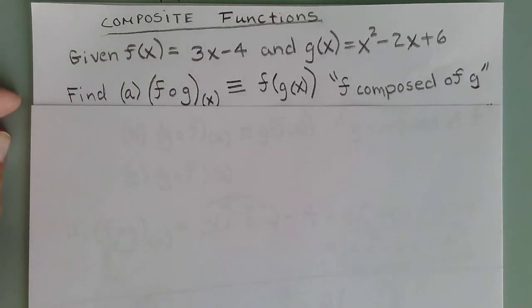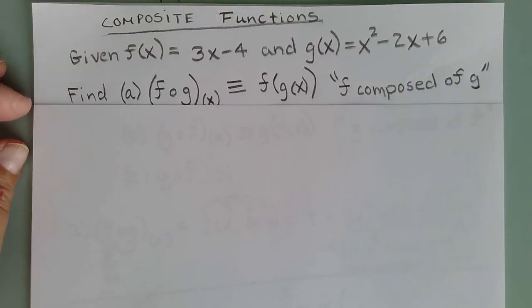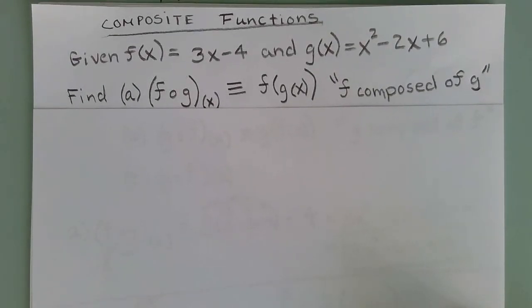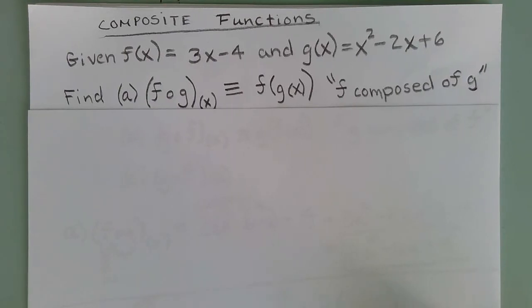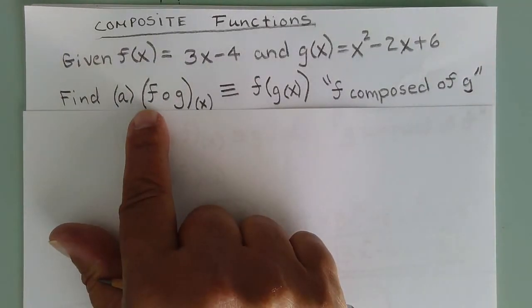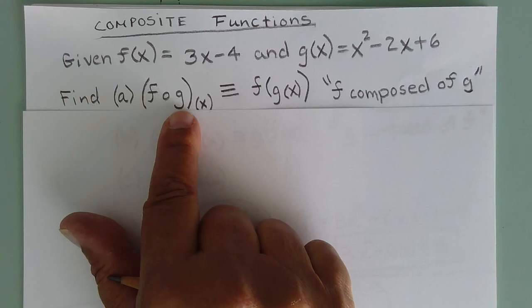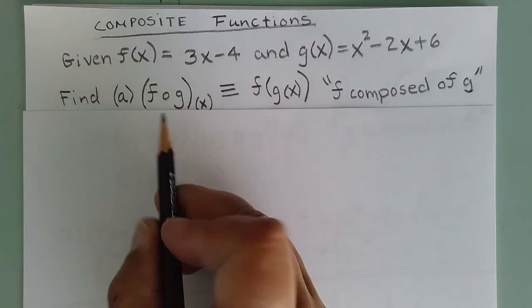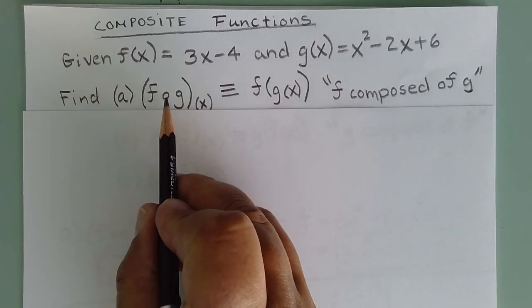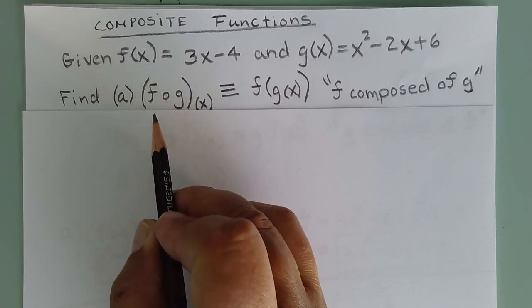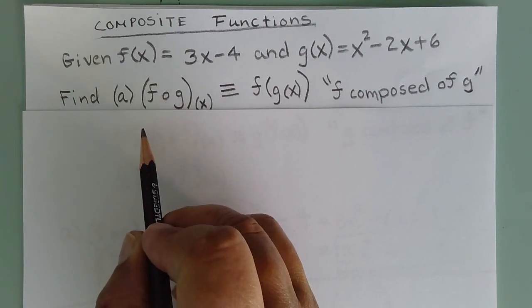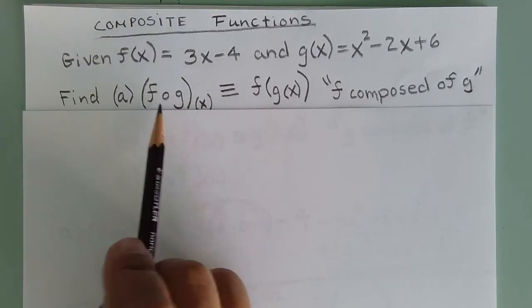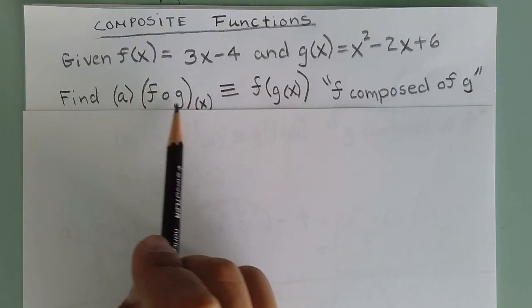There are different symbols that will be used to indicate that you are to do a composition. This is one of the ways that is very typically used in books. This is f circle g. Notice that it is different from a multiplication symbol, being that it's an open circle. So when you're being asked to do a composition, this is read f composed of g.